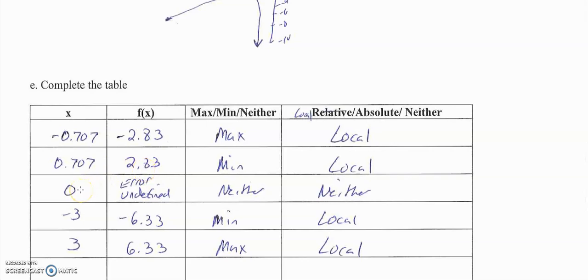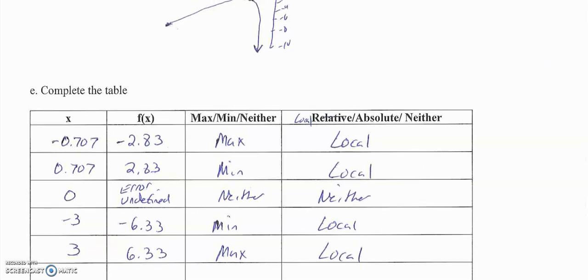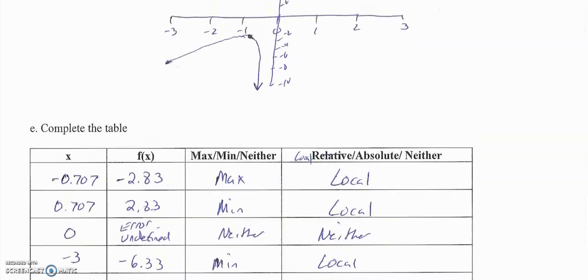Plug in 0 into the original function, we get error, undefined, which means that it won't be an extrema, and we'll talk about what is there. If we plug in negative 3 into the original function, we get negative 6.33. Plug in 3 into the original function, we get 6.33. Now we're going to graph the original function and see what we have.